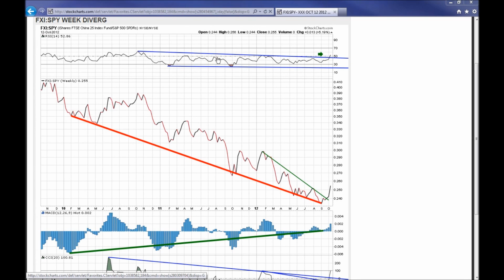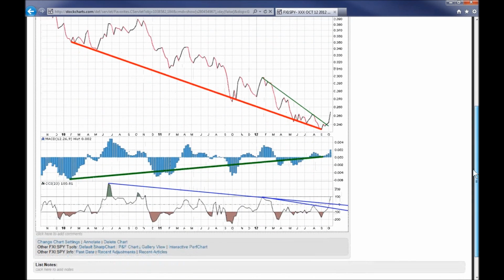We also have a bullish breakout trying to form here in RSI. You can notice during this period of weakness for China, RSI rarely pokes its head above the 50 line as we're doing now.